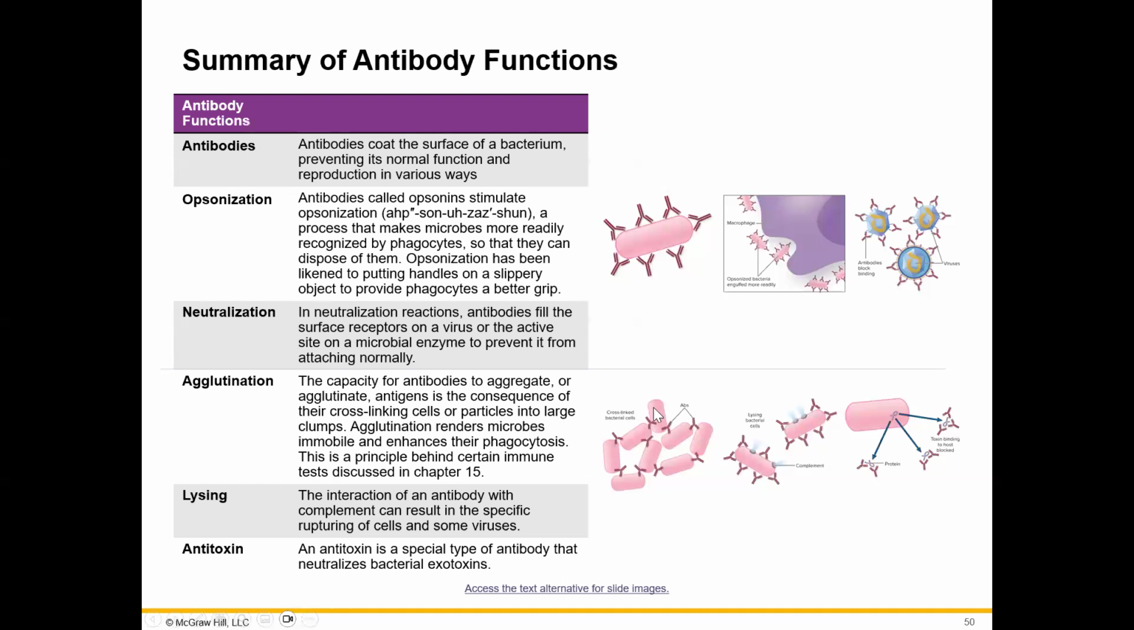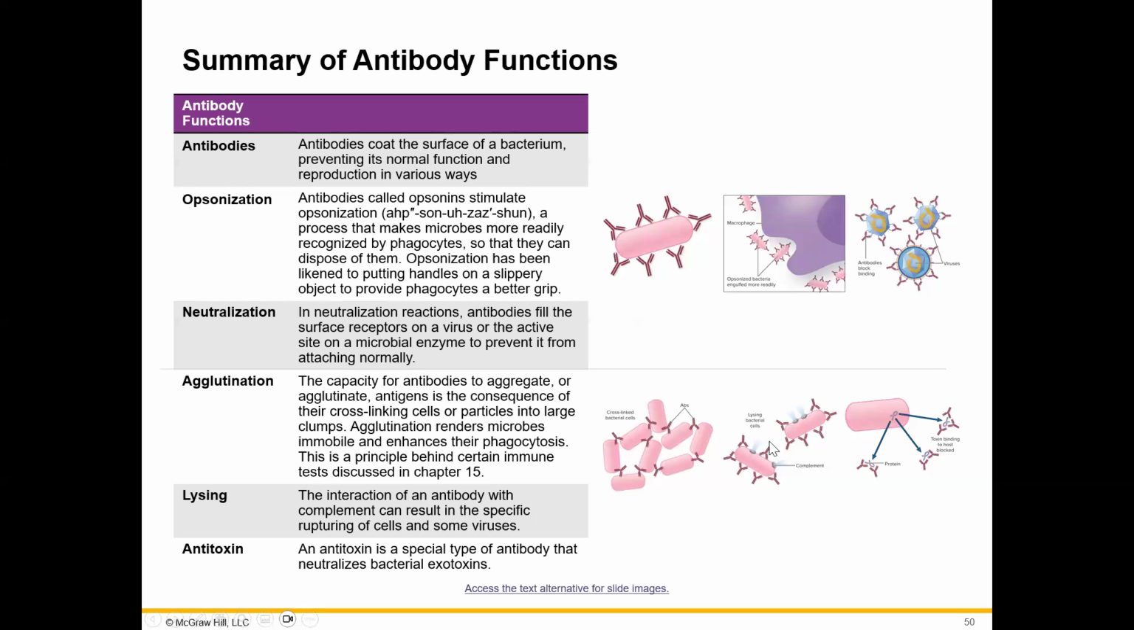Here you see aggregation happening or agglutination. This is something you would see if you were doing blood testing or blood typing. So the capacity for antibodies to aggregate or to agglutinate, to clot with antigens, is the consequence of their cross-linking cells or particles into large clumps. Agglutination renders microbes immobile and enhances their phagocytosis.